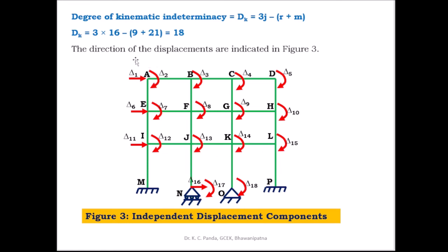So here you have to take one displacement for this story beam. Instead of 4 displacements, you have to take only one displacement. Here also, instead of 4 displacements, you have to take only one displacement. Here also, instead of 4 displacements, only one, because the displacement is the same at all the joints in the horizontal direction.